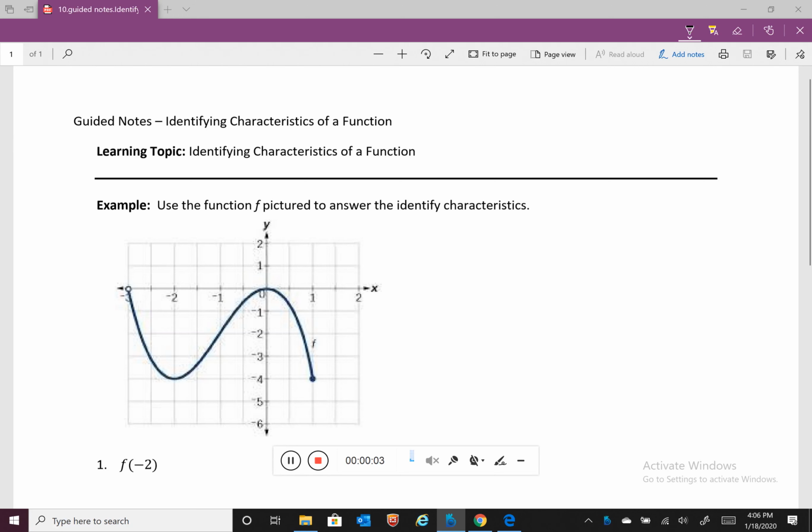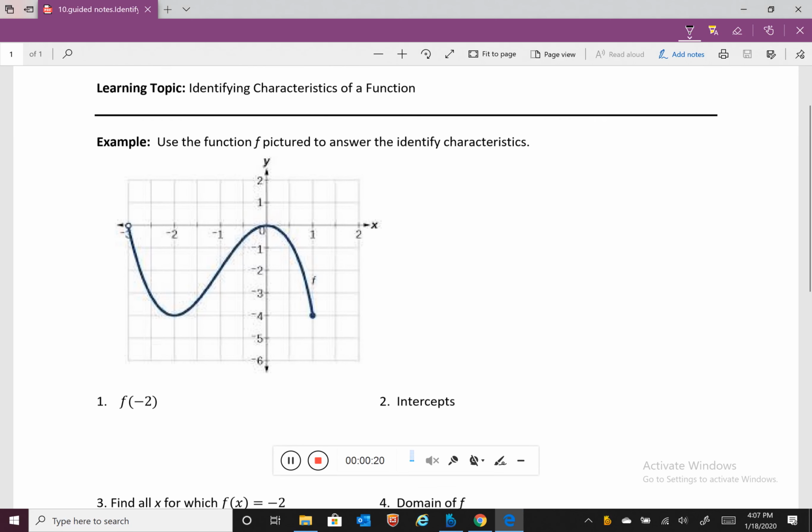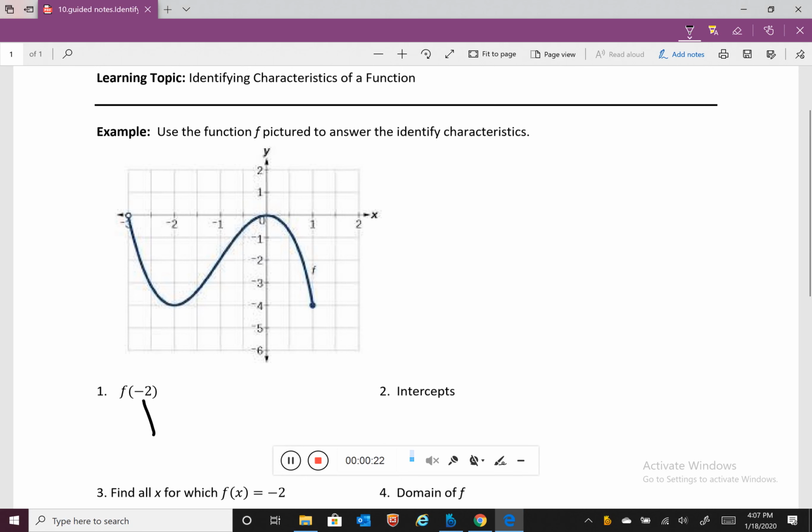We're going to spend some time identifying characteristics of a function. So let's look at this graph right here. We're going to use the function f pictured to answer and identify characteristics of this function. So f of -2. Remember, -2 is our input. That's our x value. So when x is -2, that's right here, I'm going to go down and I'm going to see that my y value is -4, which is my output, which is my y value.